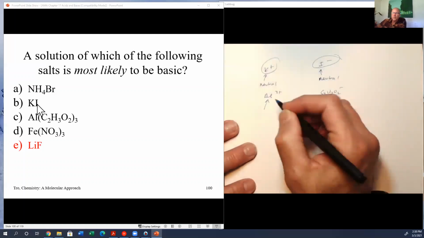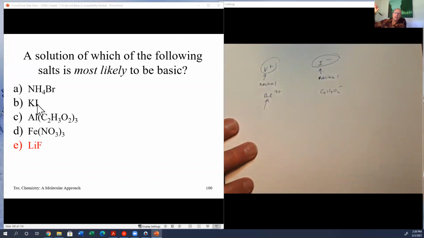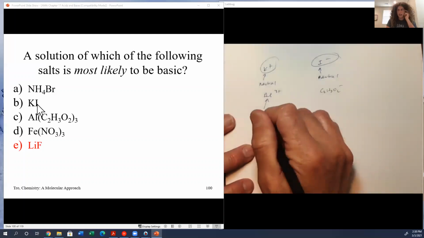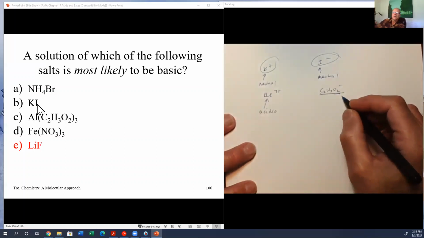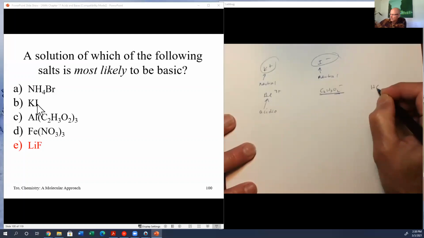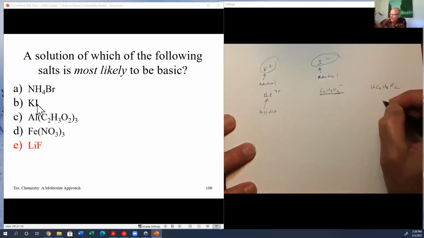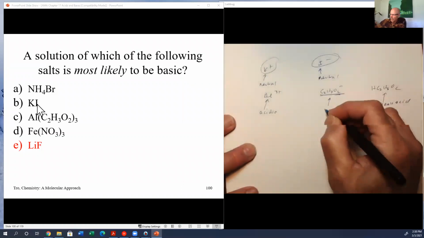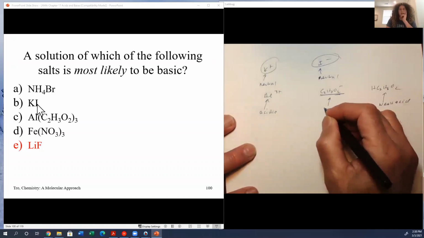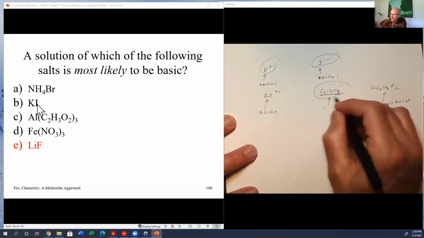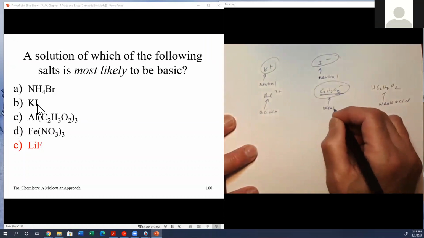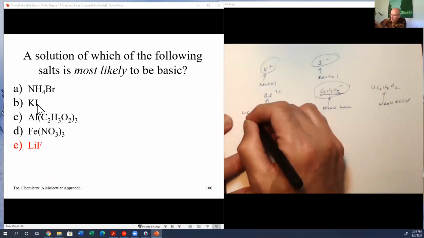Okay. Al3 plus, ding, ding, ding, small highly charged metal, right? So what do you know about small highly charged metals? Acidic. All right. C2H3O2 minus is the conjugate base of HC2H3O2. HC2H3O2 is acetic acid. It's a weak acid. So what can we say about that? We can't tell for the anion. You can't tell for the compound, but what can you say about this anion? Basic. Weak base, right? This is a weak acid, this is a weak base.